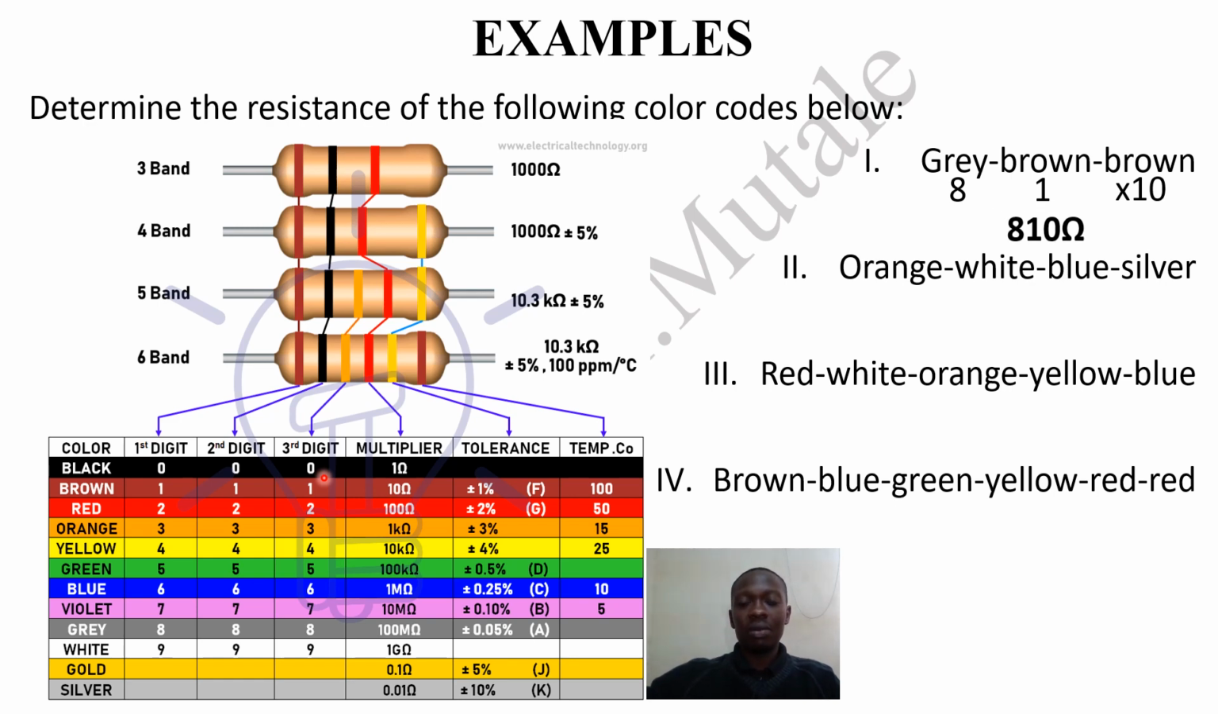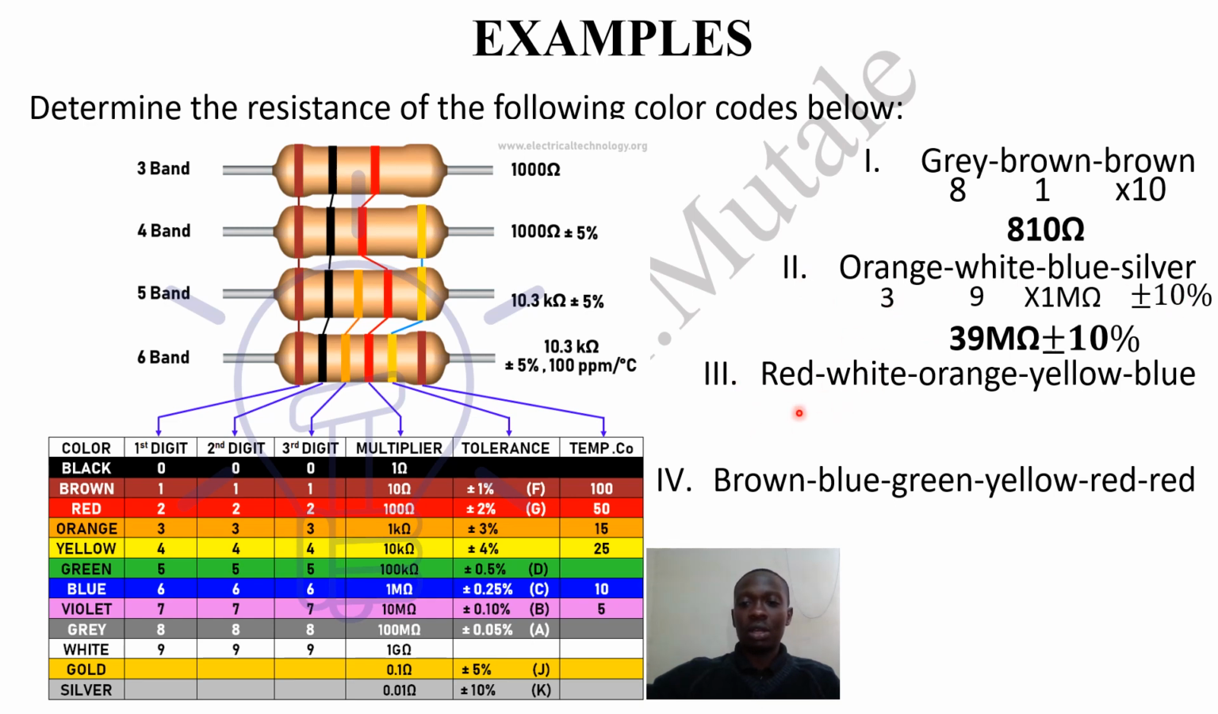We go to the second one. The second one is a combination of orange, white, blue. We know orange as the first digit has 3. We go to white. White has a digit of 9. Blue should be a multiplier. For blue, the multiplier is 1 mega ohm. And then we have silver, which is a tolerance of plus or minus 10%. Therefore, we have that value there as the value for the resistance for such a combination.